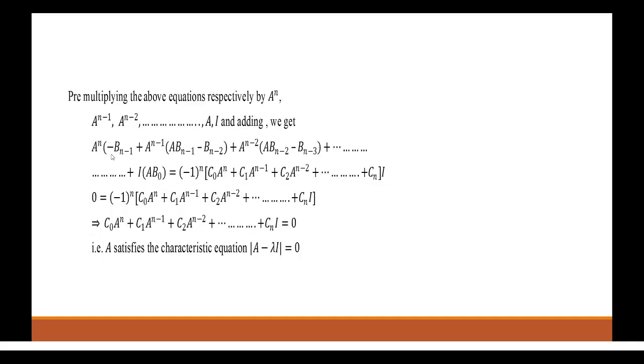So the LHS becomes 0, which is equal to (-1)^n (c0 A^n + c1 A^(n-1) + c2 A^(n-2) + ... + cn I). Then (-1)^n is nonzero and can be dropped, so the equation remains c0 A^n + c1 A^(n-1) + c2 A^(n-2) + ... + cn I = 0. That is, A satisfies the characteristic equation, the determinant of A - λI equal to 0.